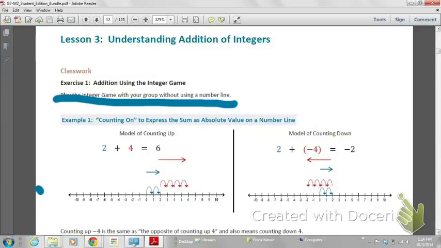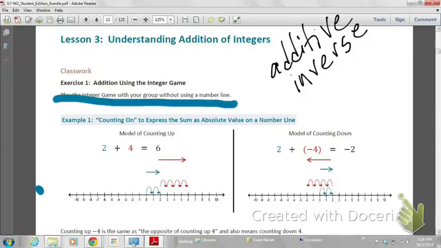The whole idea is for you to go play the integer game without the number line, come back, and we could share what concepts you used, if anybody used, for example, the additive inverse. Okay, and remember what the additive inverse was. It's like 2 and negative 2. Those two together are the additive inverse, and whenever you sum the additive inverse of a number, you get 0. Okay, which makes sense, right?